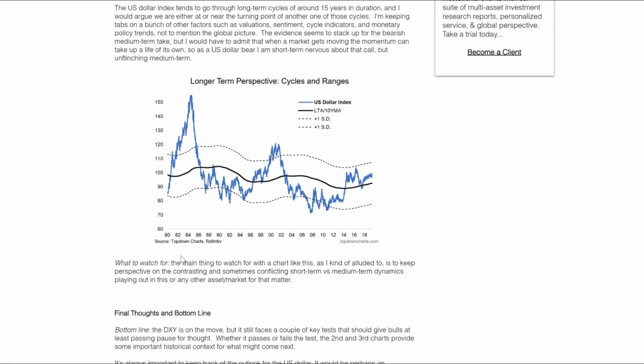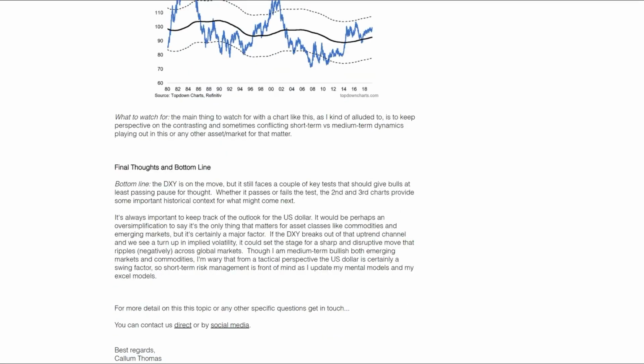But anyway, just quickly on what to watch for. The main thing to watch for with a chart like this is to keep perspective on the contrasting and sometimes conflicting short-term versus medium-term dynamics that play out in this or any other market for that matter. So at this point we're going to go into the final thoughts and bottom line, and I'm going to read this out to you.